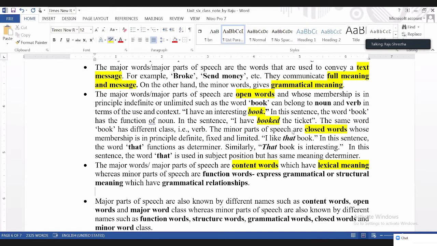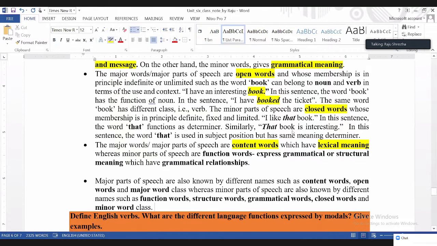They have limited membership. They are fixed. They are closed. So these are some of the differences. Major parts of speech are also known by different names, such as major word la chai content word pani bhancha, open word pani bhancha, major word pani bhannu हैन. So minor la chai ke bhancha ni, so function word bhancha, structure word bhancha, grammatical words bhancha, closed word bhancha, minor word bhancha. So they are different names.